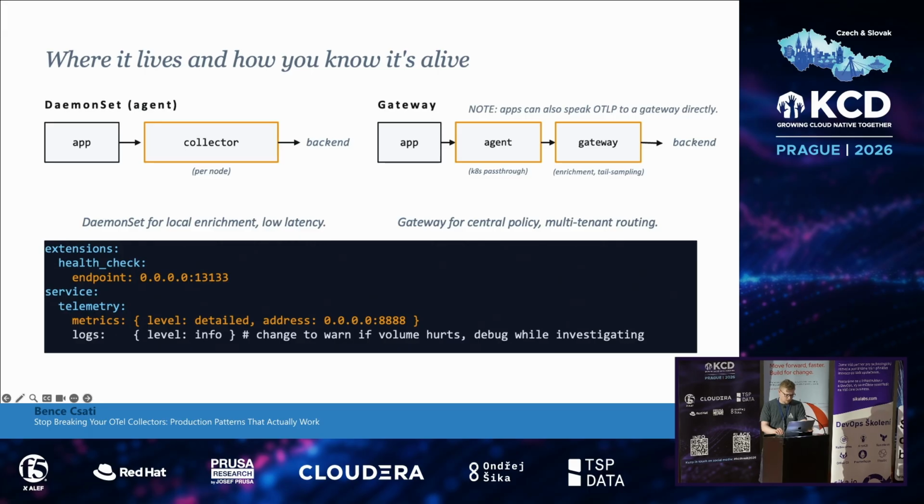And also for logs and metrics, use info. If the volume hurts, you should turn that down to warn, and debug while investigating. And metrics should be on detailed, and you should scrape those. I must say, I have seen the metrics endpoint turned on on many occasions, and they were not even scraped. So that's a funny one.